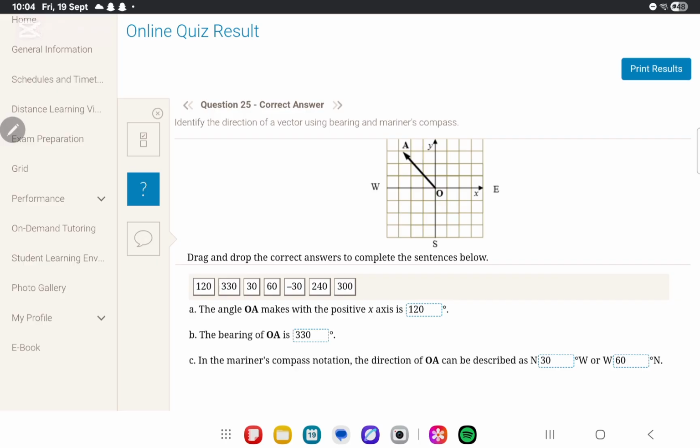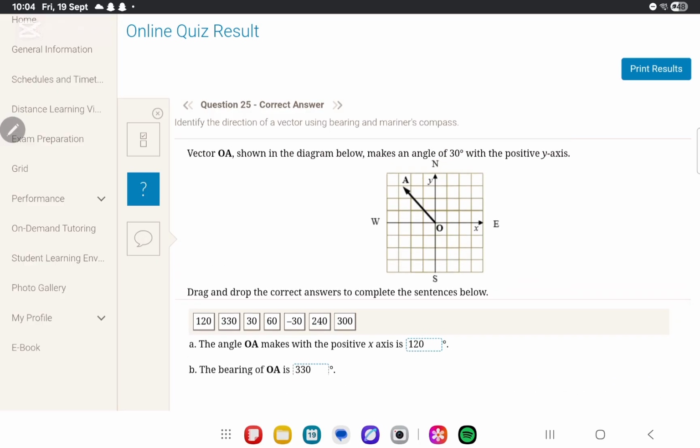In the Mariner's compass notation, direction of OA, you can start off north, then move 30 degrees west. So it's going to be N 30 degrees W. Or you can start off west and move 60 degrees north, and that's your other answer, W 60 degrees N.